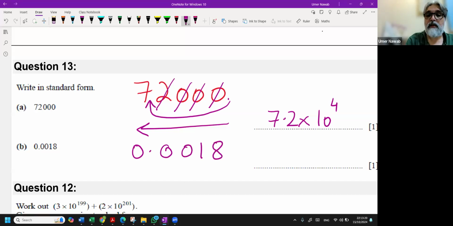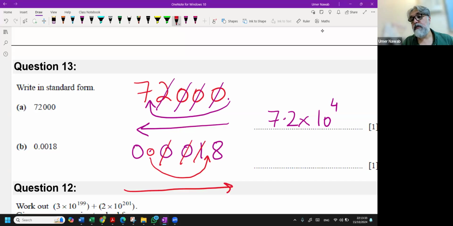0.0018. In this case, I'm going to push the decimal from here in between 1 and 8. How many digits did I pass? 3 digits. And I'm pushing the decimal forcefully to go to the right. So right, the opposite sense, is a negative power. So 1.8 times 10 raised to the power negative 3.